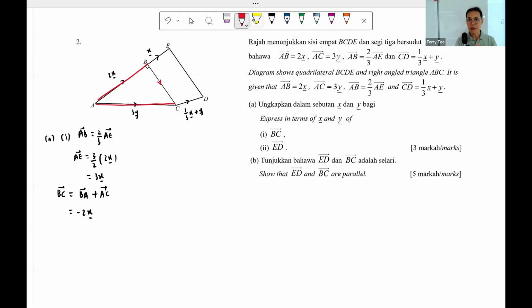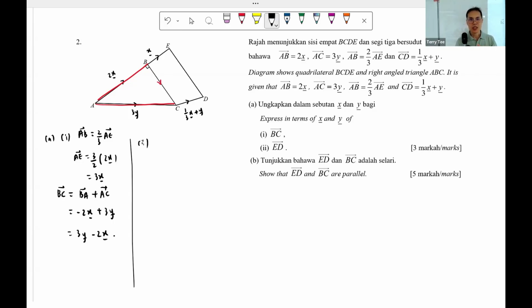AC, you're following the same direction. So it's minus 2x plus 3y. Right? You can rewrite, put a positive in front, negative at the back. Okay? That is vector BC. Right. Okay, now let's move on to ED.